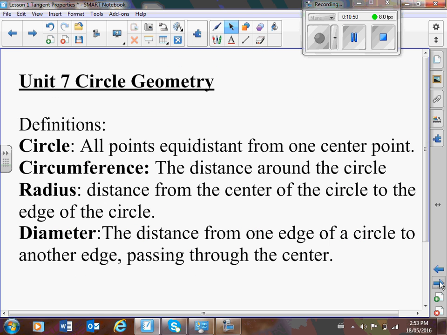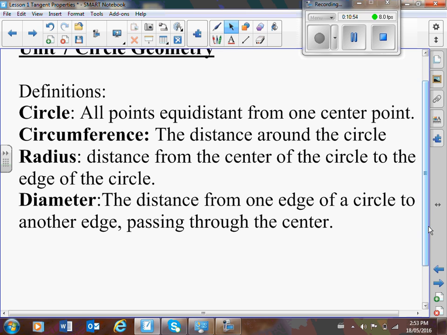We're going to see some definitions, so kind of a repeat of what I just said. A circle: all points equidistant from one central point. There's circumference, the distance around the circle. And remember, we had those two formulas for circumference. Circumference equals pi times d. Circumference equals 2 pi r.